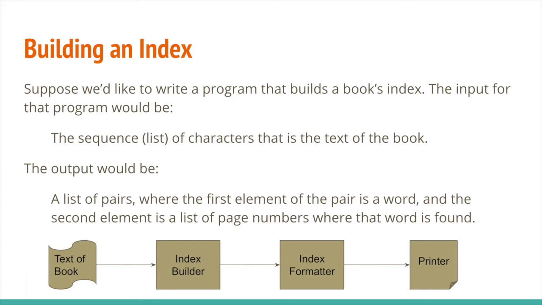So we could visualize our program as first we take the text of the book, we send it into our index builder, which outputs that list of pairs. And then we send it to an index formatter, which does the grouping by first letter of each word, and then we send that to a printer.